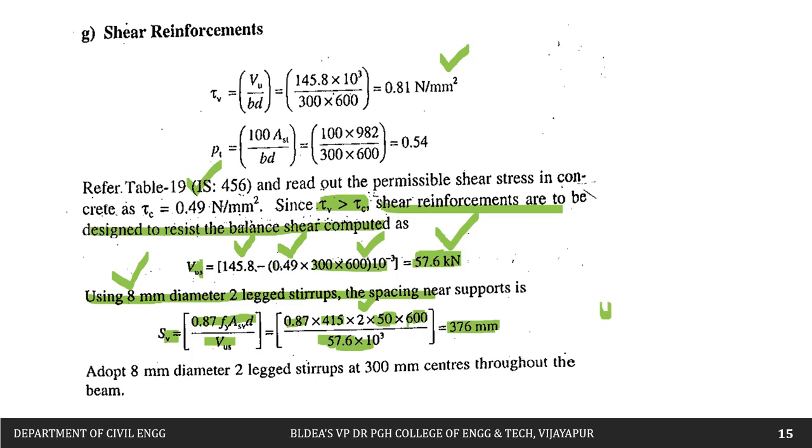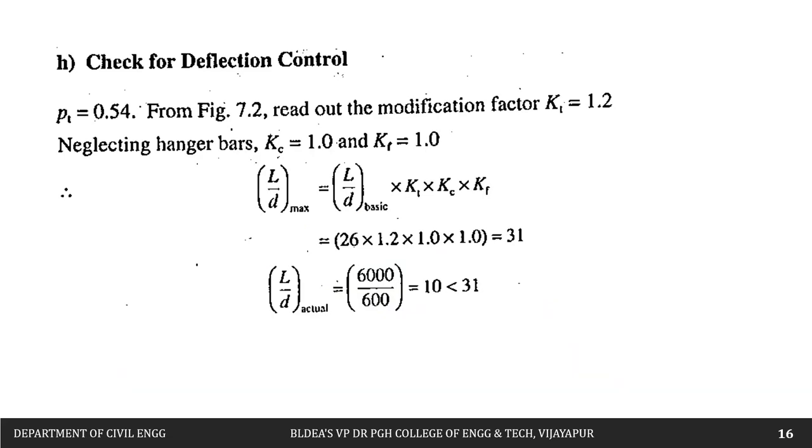Another clause is that 0.75 times D or 300 mm, whichever is less, has to be provided. These are greater than 300 mm, so we can provide the nominal, that is 300 mm. Therefore we are going to adopt two legged 8 mm dia stirrups at 300 mm center to center towards the support. The next thing we'll check is deflection.